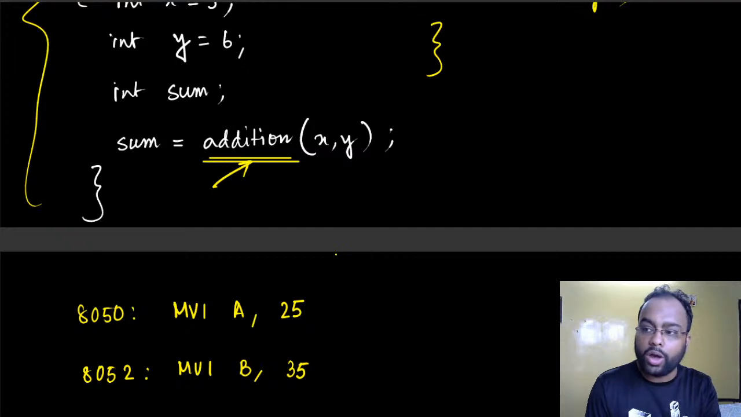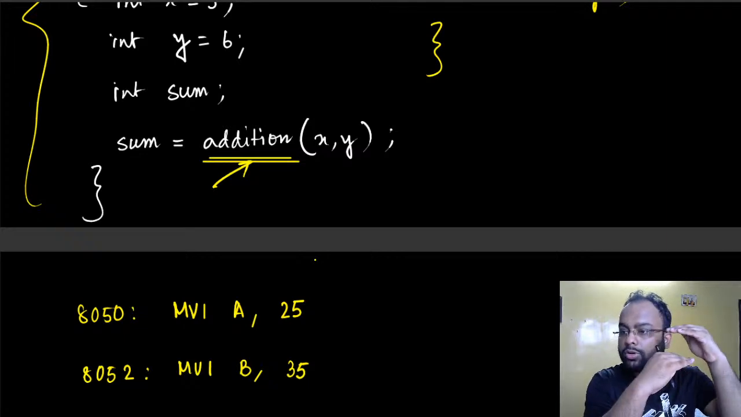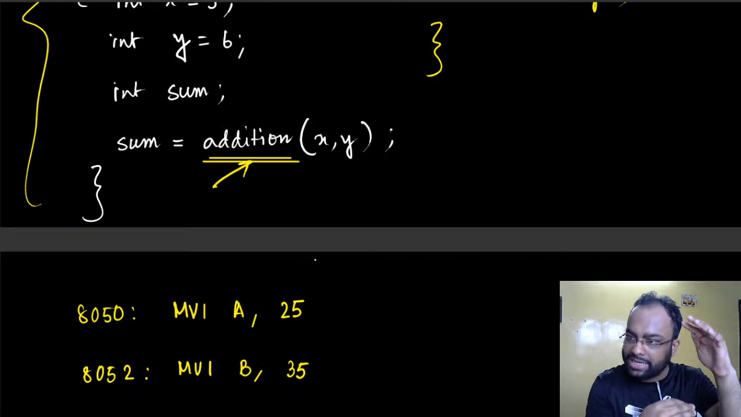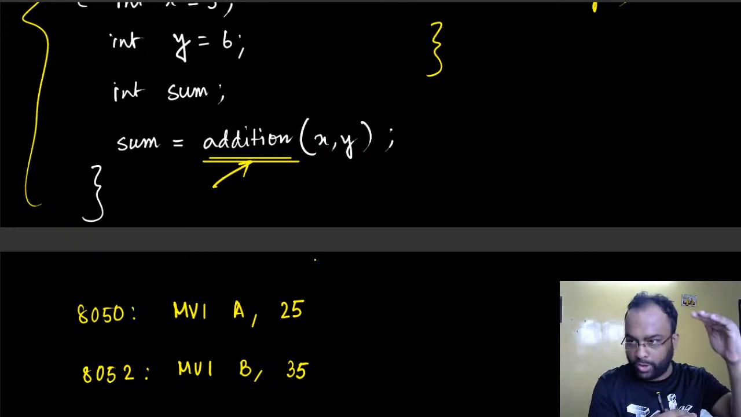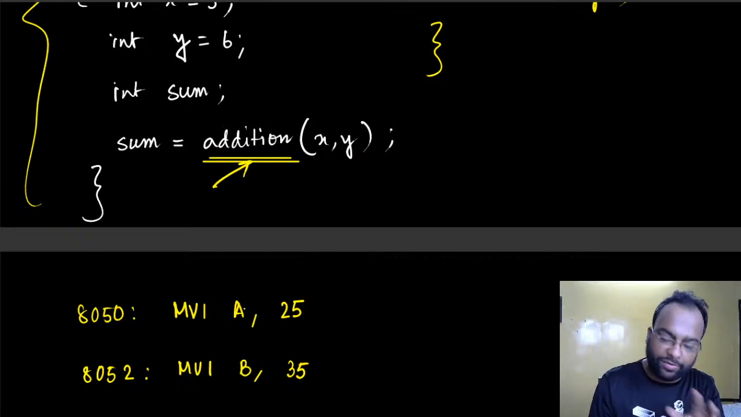Instead, I'm going to call a function, or rather call a subroutine that does the addition for me. So I'm going to separate the module that does the addition from the main program here. Okay, that's kind of the context here.